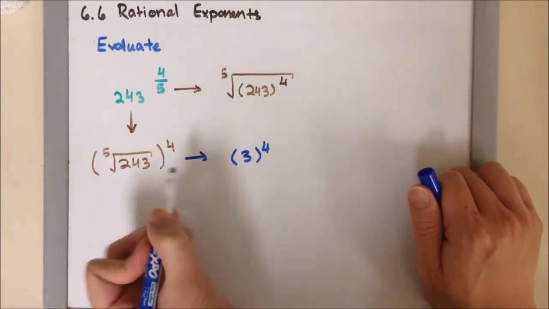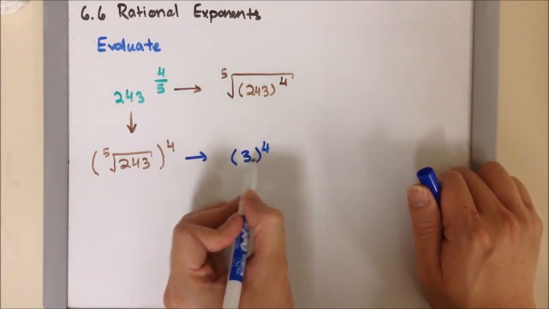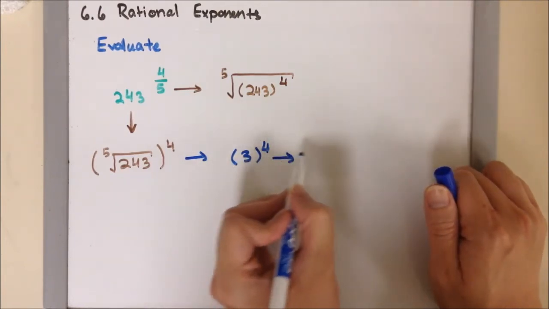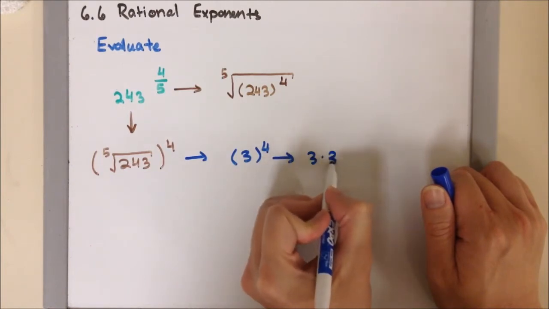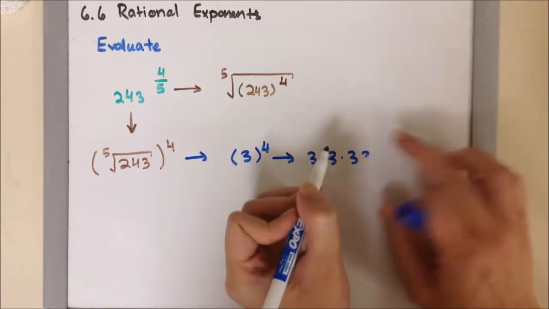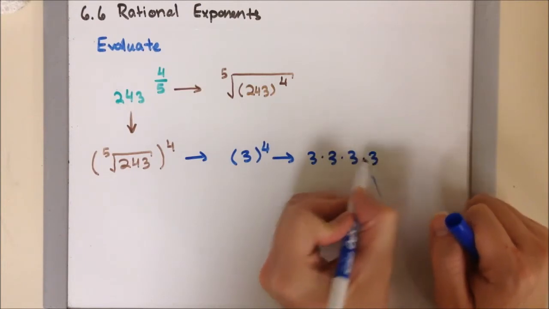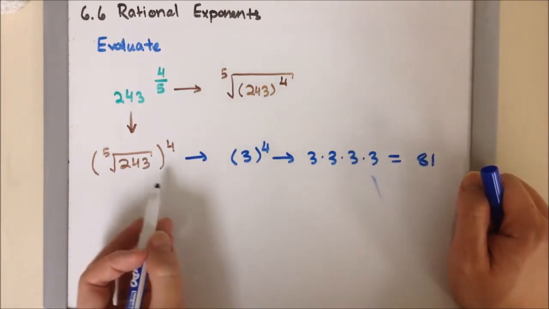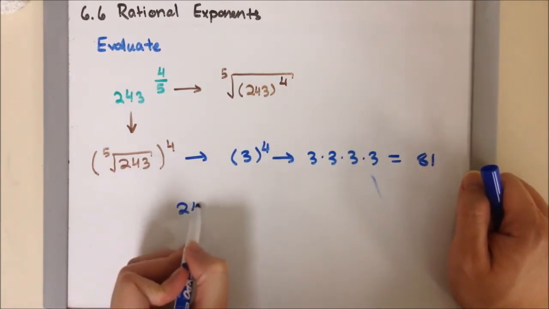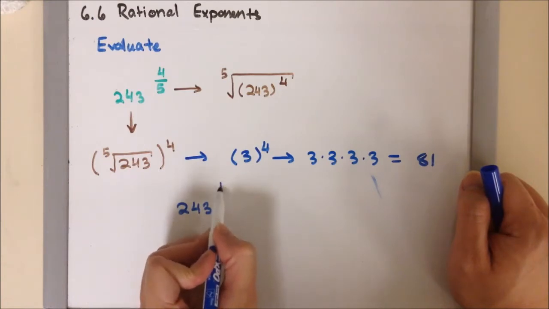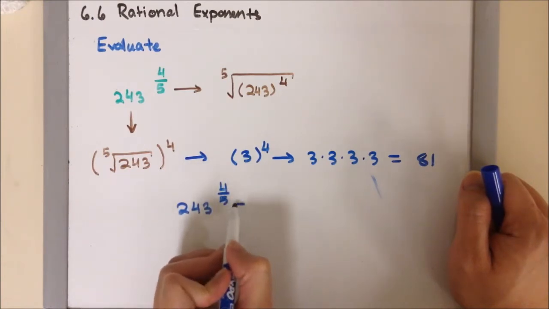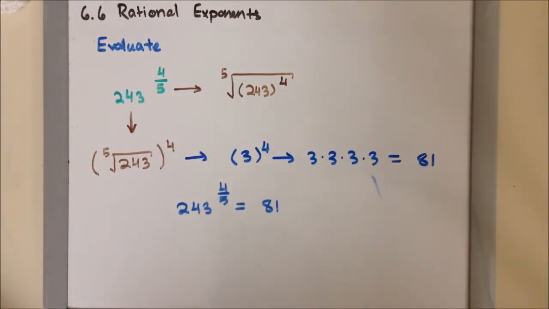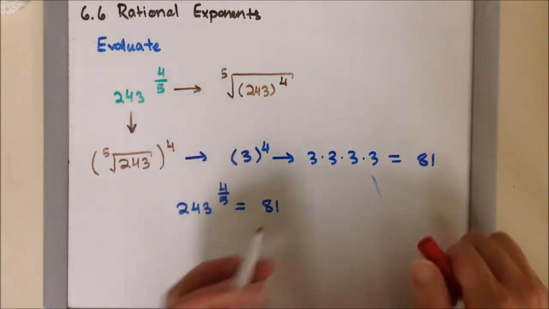and then after that, now since we have a smaller number, we can raise it to the 4th power, which is 3 times 3 times 3 times 3, and I'm going to write it and expand it out for y'all to see, which will equal 81. So 243 to the power of 4/5 is 81. That's going to be my final answer. And let me box that up.